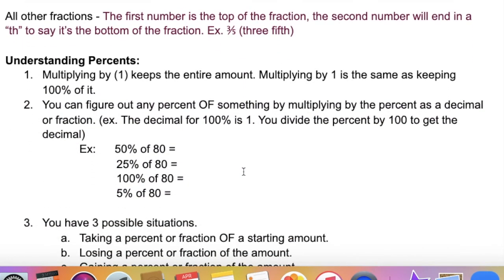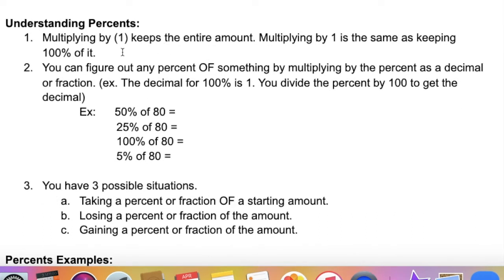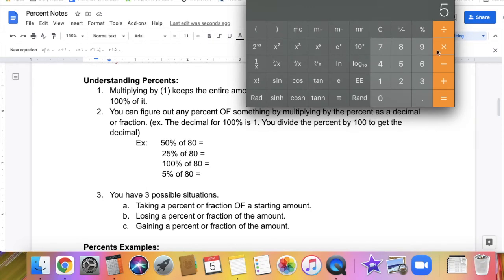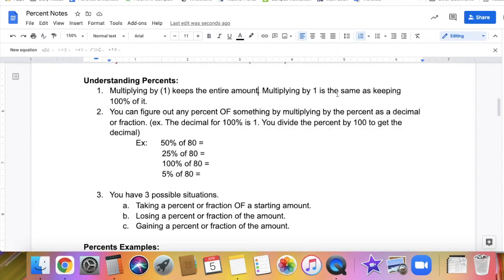Let's talk about percents in general. Let's try to work on understanding percents. So first of all, whenever you multiply something by 1, you're keeping the entire amount of it. For example, 5 times 1 keeps all 5. You're keeping 100% of what you started with when you multiply by 1, because multiplying by 1 is the same thing as keeping 100% of it. So you can figure out the percent of something by multiplying, because the word of in math means multiply.